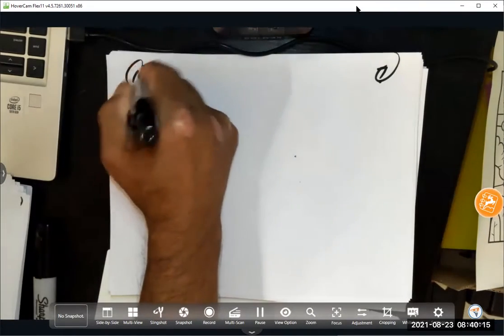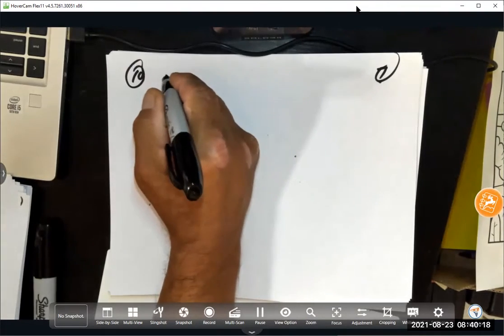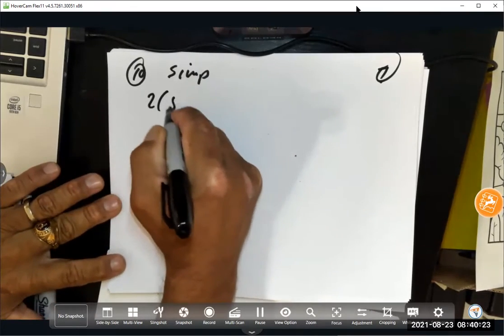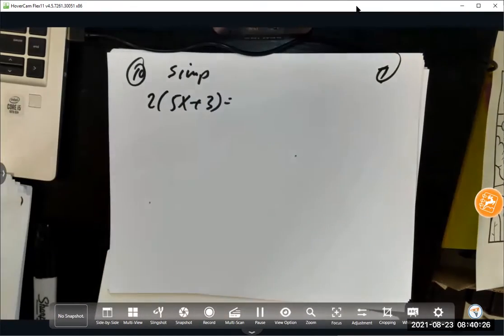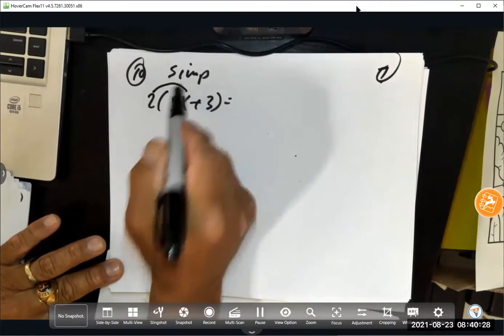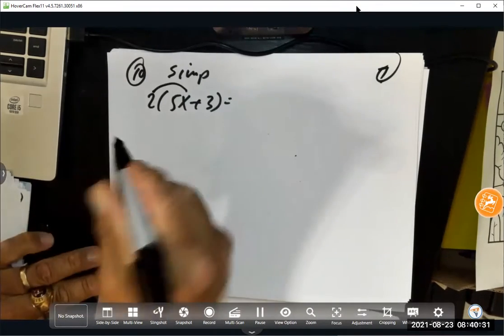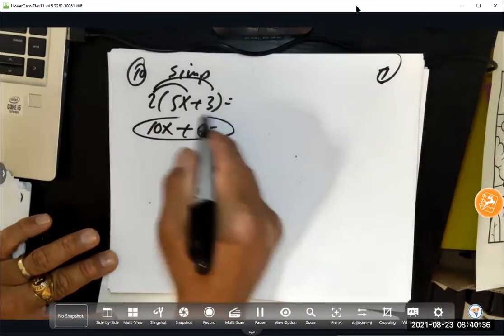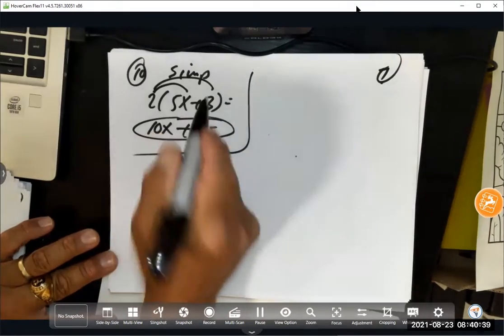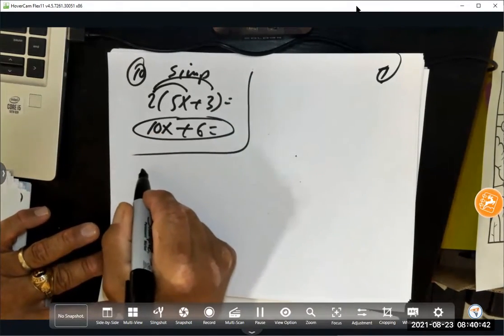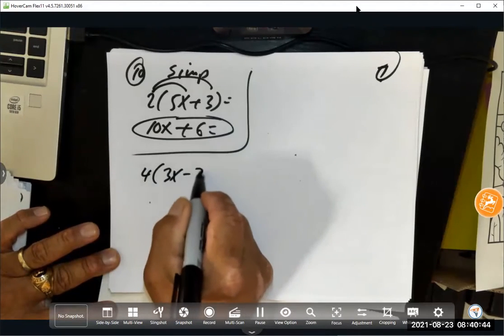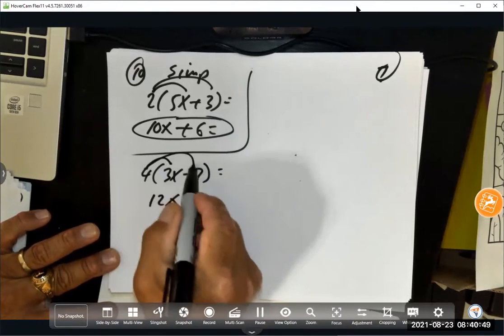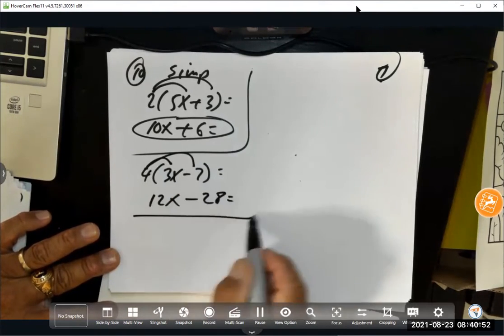All right, number 10. I'm going to distribute stuff now. I'm going to say, simplify this. Let's say 2 times 5x plus 3. The way you do this, you multiply the first one times the first one, so 2 times 5x is 10x. 2 times 3 is a positive 6, and that's the end of it. First times the first, then times the second. Now if I put another number here, let's say I have 4 times 3x minus 7. Same thing. First times first is 12x. First times second is minus 28. And that's the end of it right there.